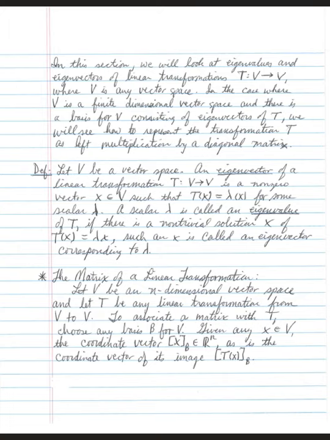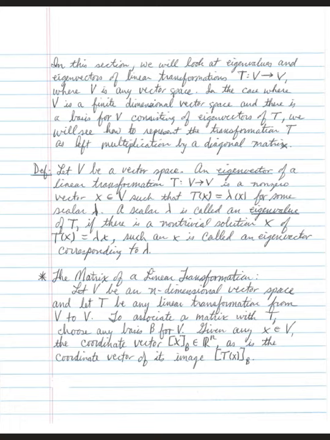Definition: let V be a vector space. An eigenvector of a linear transformation from V to V is a non-zero vector x in your vector space such that the transformation of that x is equal to lambda x, lambda being your eigenvalue, and it will be a scalar. So T(x) equals lambda x for some scalar lambda.